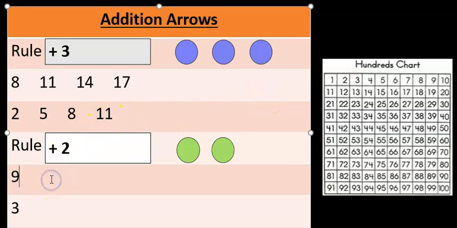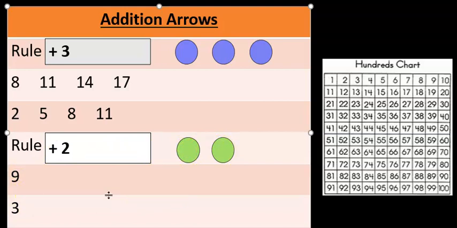Now first graders, let's come down here to this next set. What does the rule say now? What is that? Plus 2. First graders say plus 2. Plus 2. Good job. So look here now. We only have 2 circles here that are green. Up here we had 3 because the rule said plus 3. Now we only have 2 green circles because the rule says we're only going to add 2 to each of these numbers to get our answer.